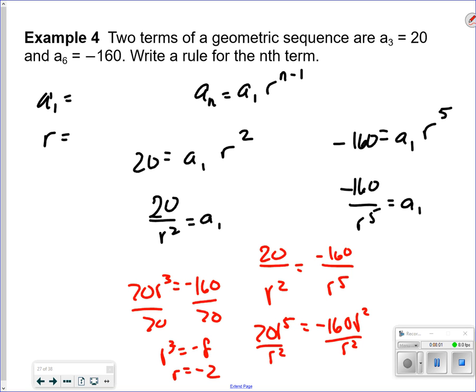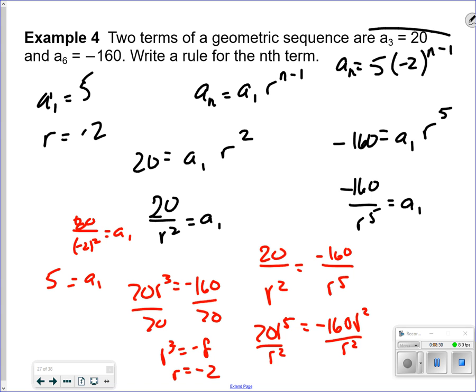Okay, so I need to find a sub 1. So if I plug negative 2 back in for either one of these, 20 equals a sub 1 times negative 2 squared. That means a sub 1 must be 5. So my rule, if I know a sub 1 is 5, and I know r is negative 2, would be a sub n equals a sub 1 r raised to the n minus 1.